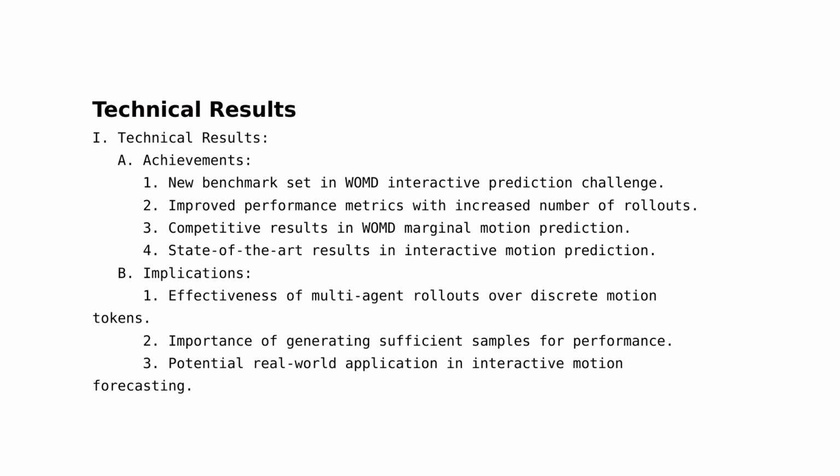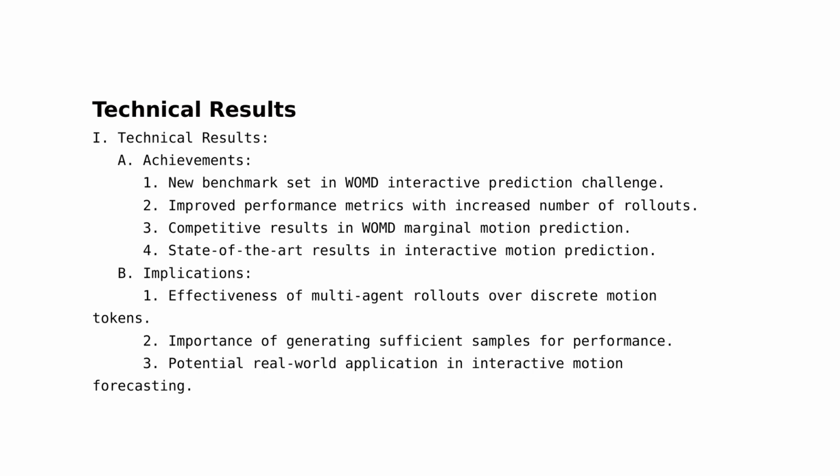3. The model has shown competitive results in WOMD marginal motion prediction, ranking second in the main ranking metric of softmAP, and achieving a significant improvement in miss rate over all prior works. 4. In the interactive motion prediction, the model has achieved state-of-the-art results, with a 6% relative improvement in mAP and 3% relative improvement in miss rate over the previous top-scoring entry.